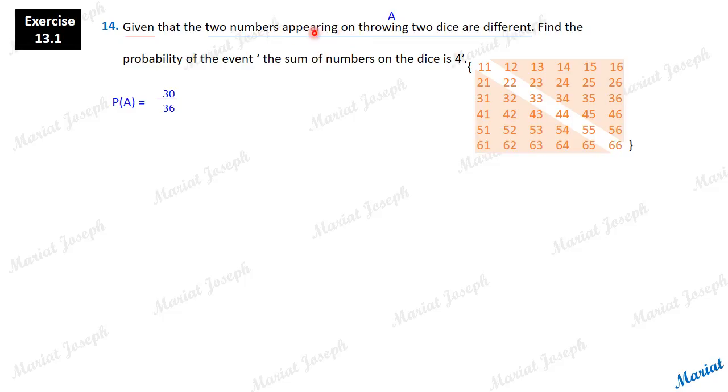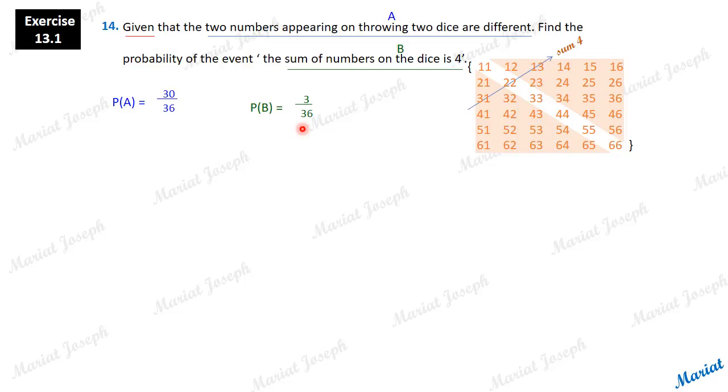Now, this is the given information. Now find the probability of the event: the sum of numbers on the dice is 4. Sum 4. Which are the outcomes having sum 4? These are the ones: 3,1, 2,2, 1,3. Sum 4. 3 elements are there. So, probability of B will be 3 upon 36. There are 36 equally likely outcomes.